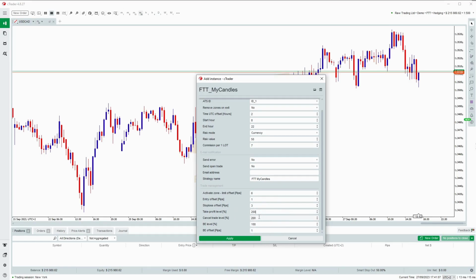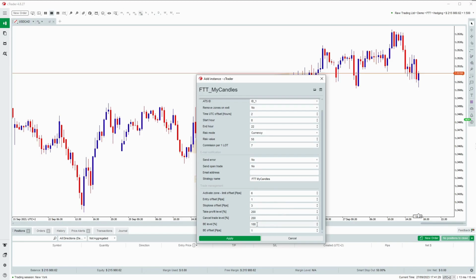Cancel trade level setting. If the market activates the zone, but the pending limit order is not filled and the price moves away by a certain value that I set here, then the limit order will be cancelled by the strategy. In my case, I have it set at 200%, which means that if the market reaches the planned take profit without the limit order being filled, the pending order will be cancelled.